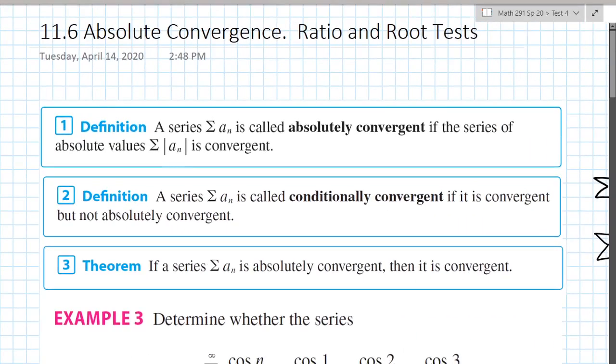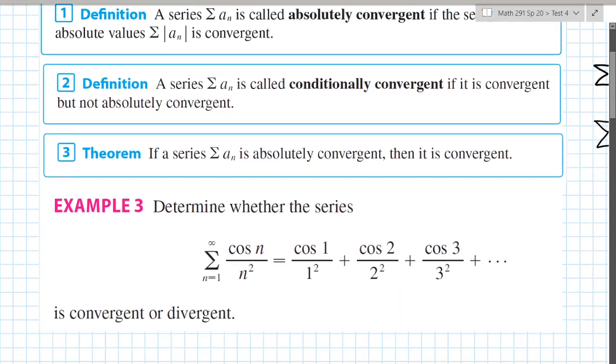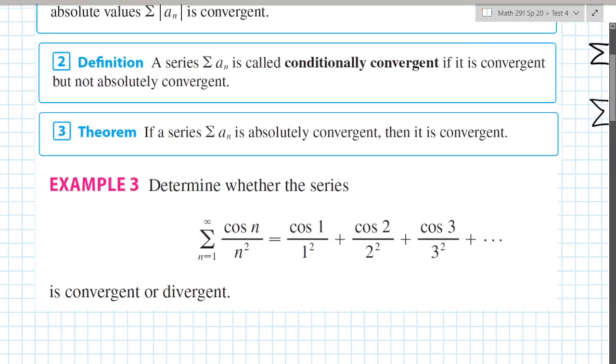If a series a sub n is absolutely convergent, then it is convergent. So if we can take the absolute value, and the absolute value of the series is convergent, then without the absolute value it is also convergent. So we're going to use theorem 3 to determine whether or not this is convergent.